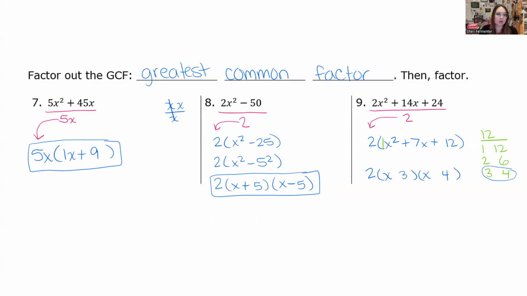But again, you can also go through the process. The middle term is positive, so the bigger number will always be positive. If I have 4, would I add or subtract to make 7? I would add.